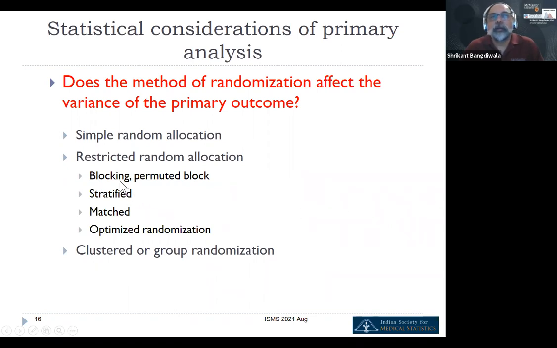Usually people argue that blocking or permuted block, like we discussed yesterday, does not really affect it. There are some papers that argue that it does affect it somehow. But many people do not take that into account, or basically ignore it in the analysis. When you do stratified, you actually increase the precision, and so people like to take that into account. And in matching and optimized randomization, you must take that into account. Specifically, when we do clustered or group randomization, we have to take into account what's called the design effect, and that does affect how we do the calculations.